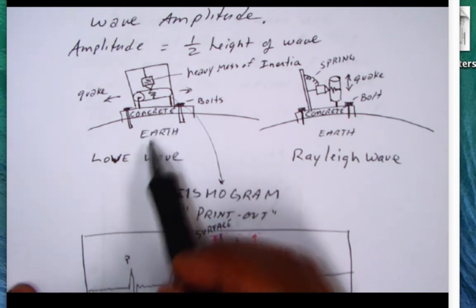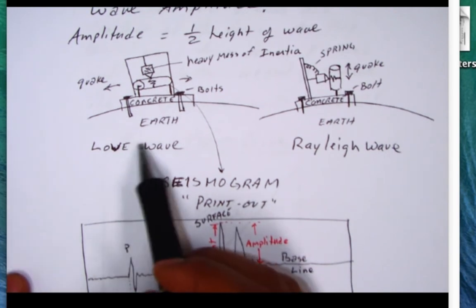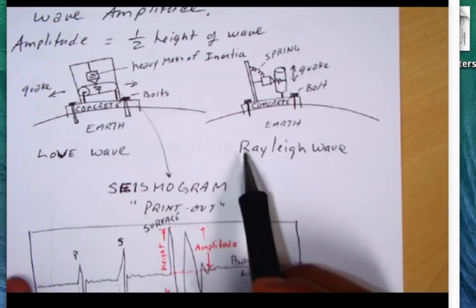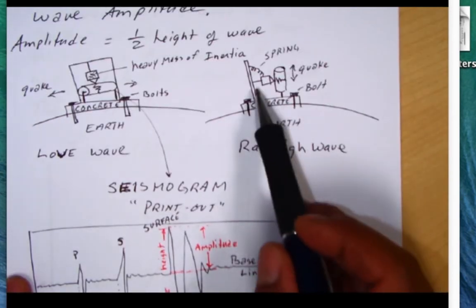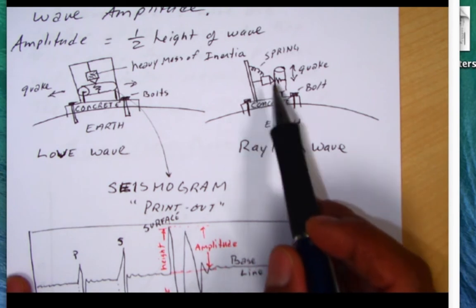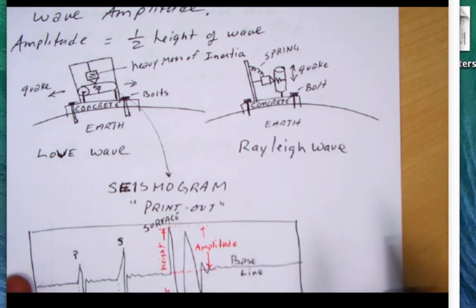So this would be one for the Love wave, because remember the Love wave is going to move in a horizontal side-to-side fashion. For the Rayleigh wave, because it makes undulations, up and down vertical motion, we need a seismograph that would be something like this. Same concept, except you have to have a spring here to hold up this heavy weight here.